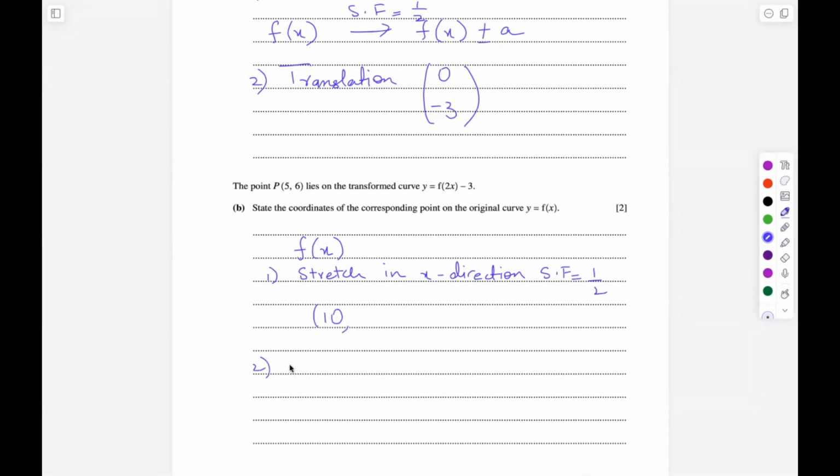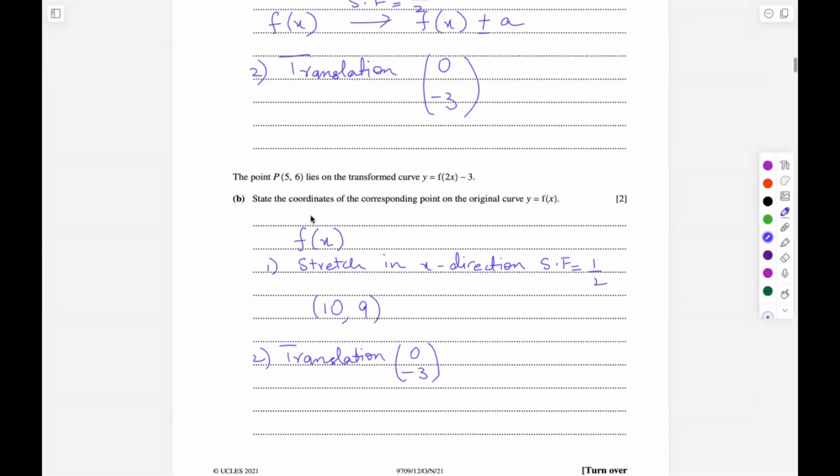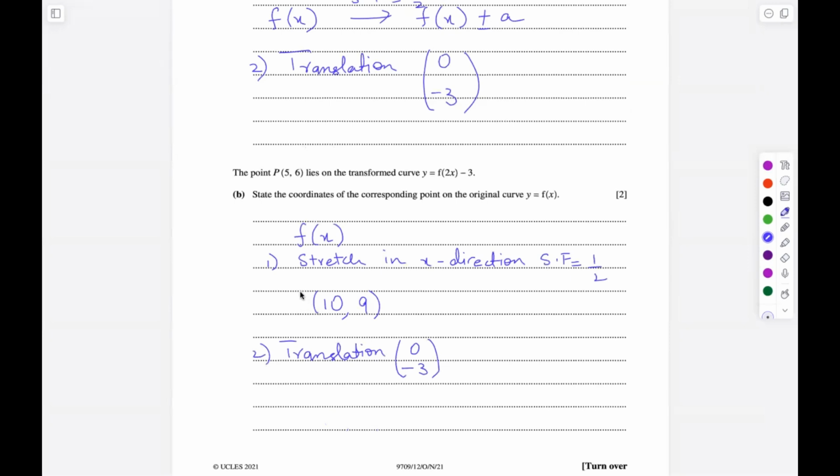And as the translation was 3 units negative in the y direction, it means that the original point had moved 3 units down. So as the point P has y value 6, originally it was at 9. So the original coordinates were 10, 9 for f of x.